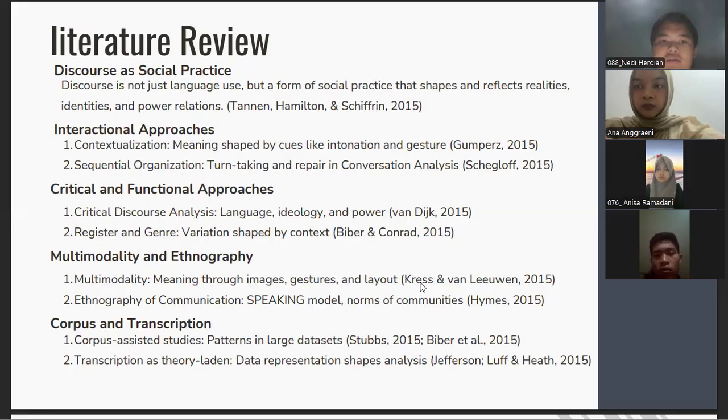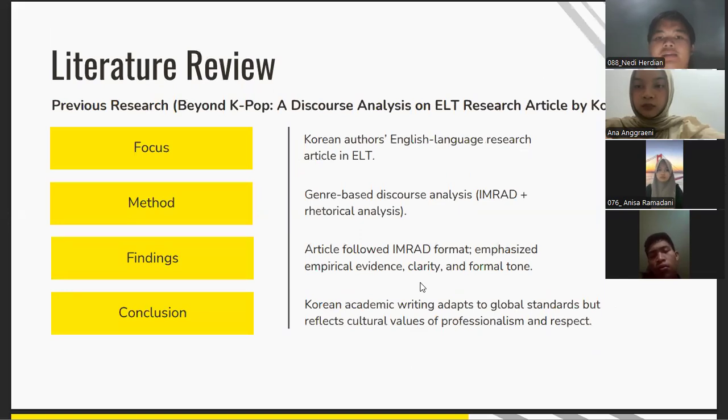For the next, there is a study by Lestari, Tayyip, and Said 2024 entitled Beyond K-pop: a Discourse Analysis on ELT Research Articles by Korean Authors. It analyzes how Korean scholars write English language research articles in the field of ELT. Using a genre-based discourse analysis, the researchers examine both the generic structure, like IMRAD, introduction, method, result, and discussion, and the rhetorical structure like functions, cohesion, and coherence.